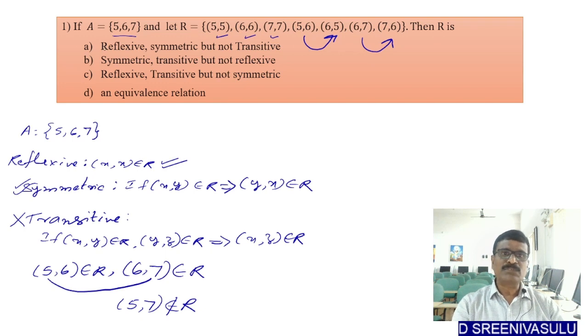You may observe which option. First, option A is reflexive, symmetric, but not transitive. Option A is the correct one.